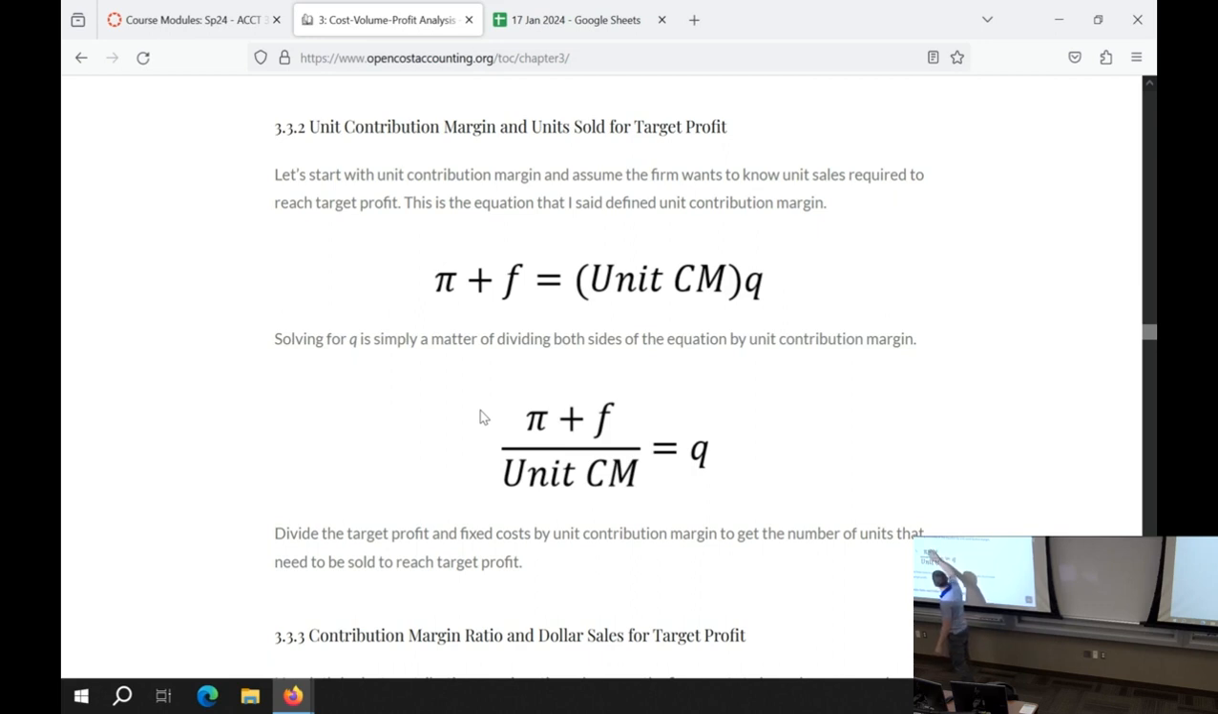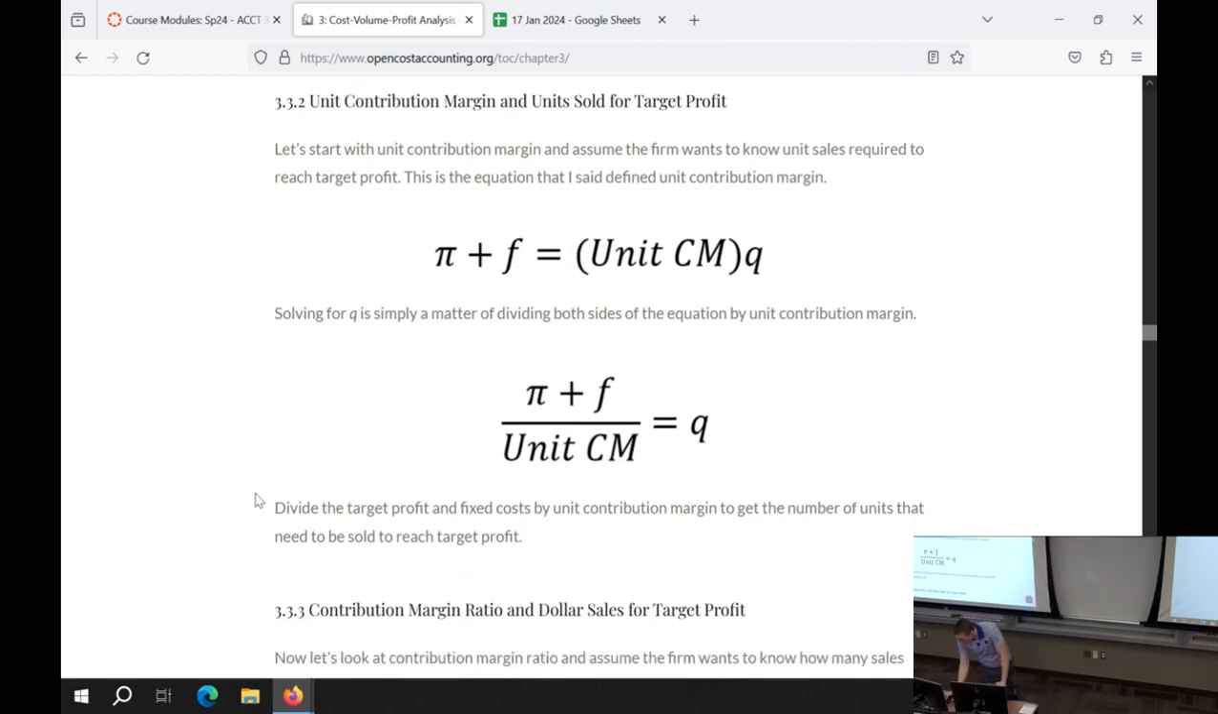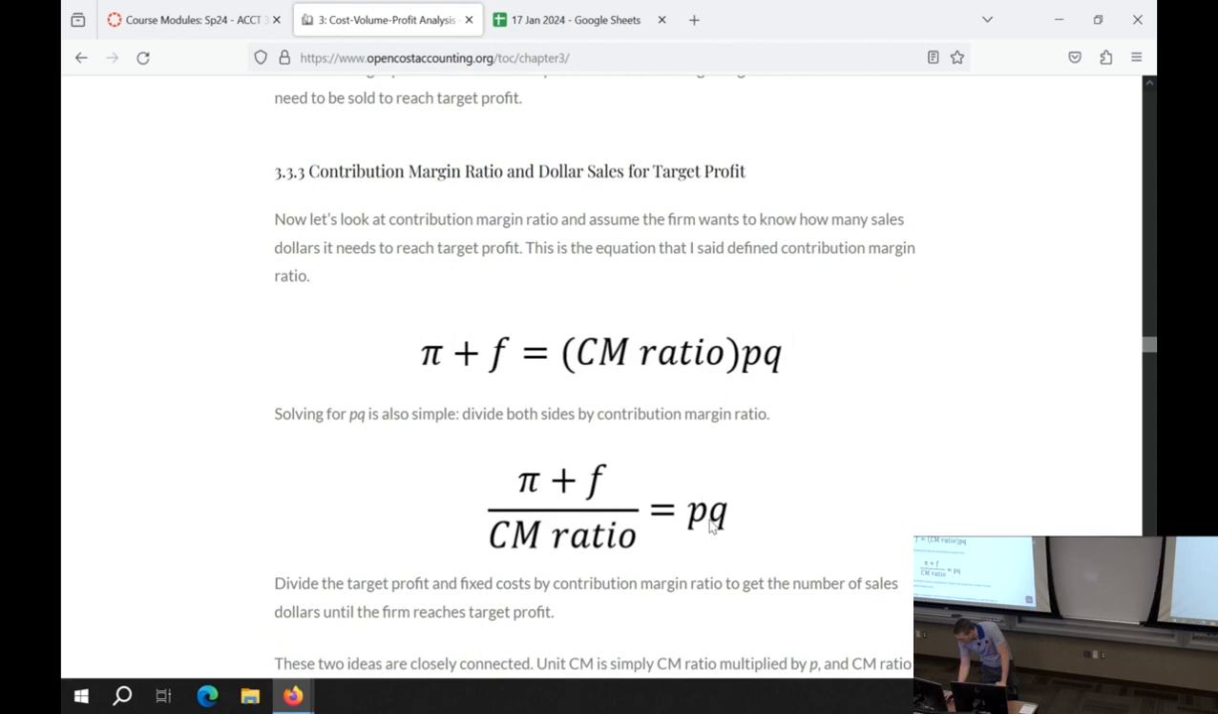0 plus F. So we have a numerator, and we're going to divide that by how much we earn, how much money contributes per unit of sales. And the quotient here is our quantity at whatever that target profit is. And when we're talking about break even, target profit is 0. How much does it take for us to earn a 0 profit? And with CM ratio, just the same thing, except over here, of course, is a different term we're solving for.